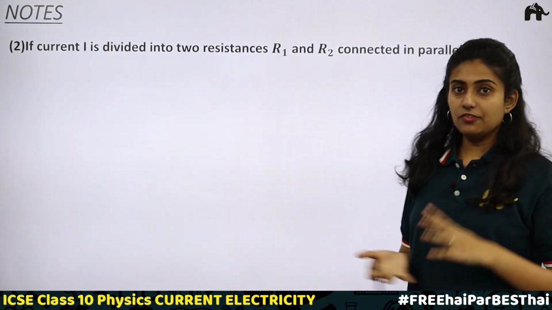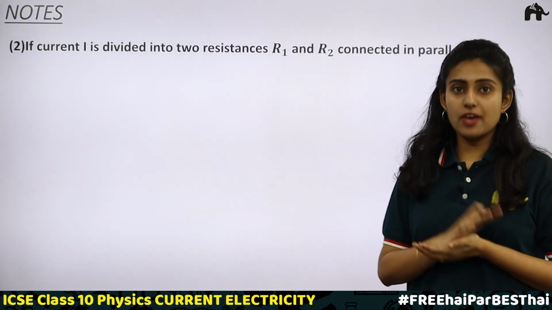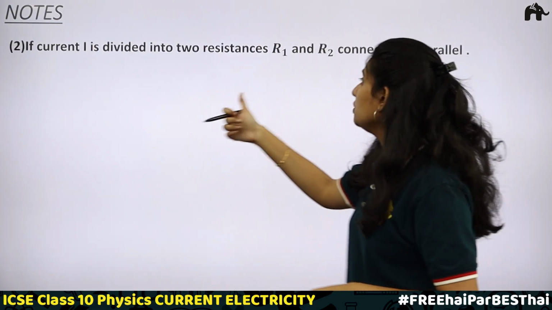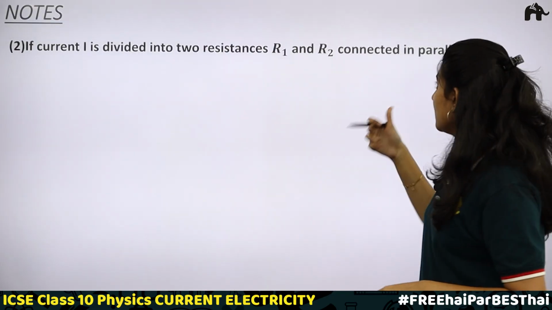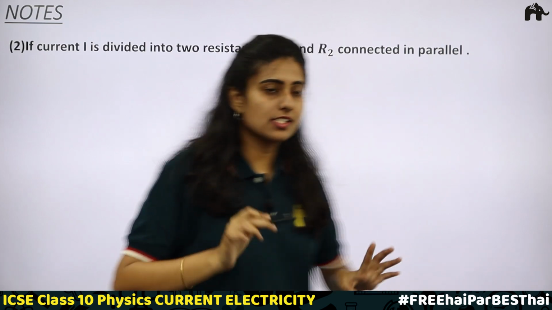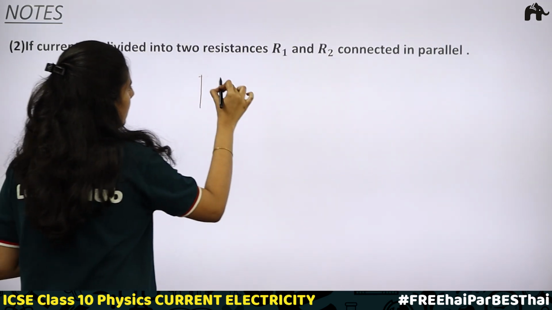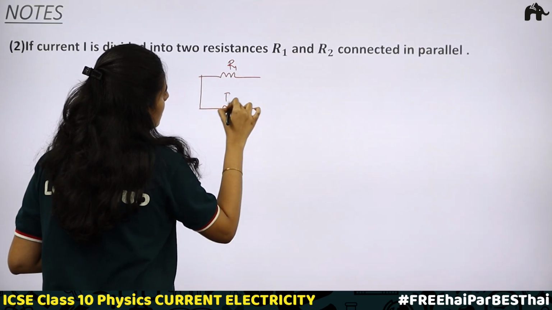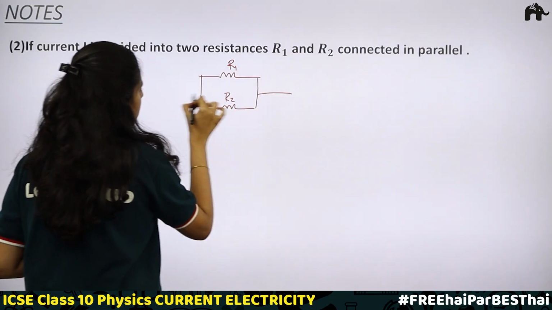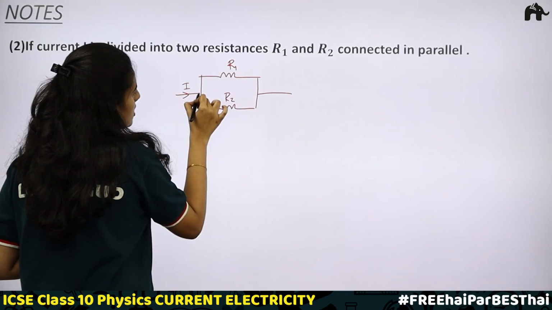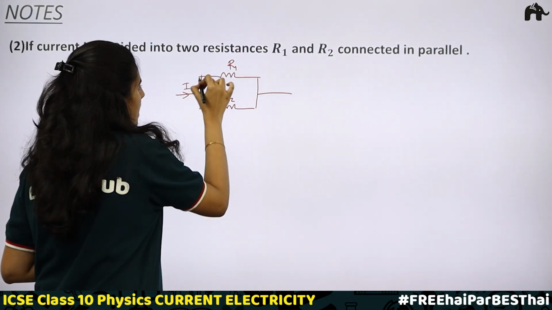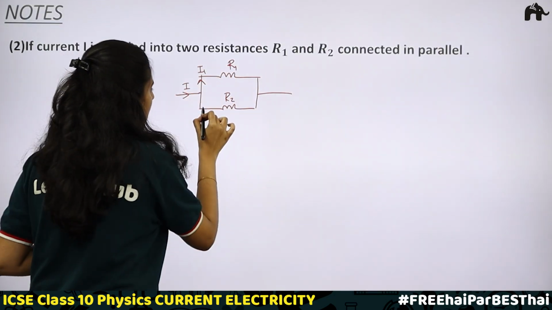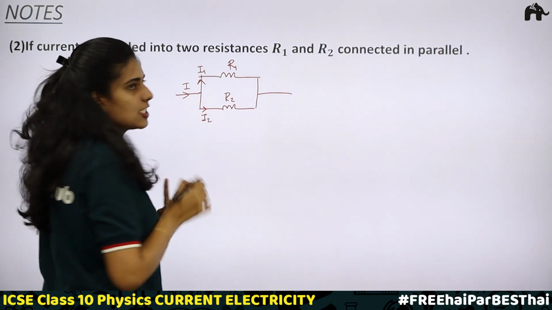Okay. Second one: how to find the current across each resistance if current I is divided into two resistances R1 and R2 connected in parallel. Consider two resistors which are connected in parallel. So this is the first resistor R1. This is your second resistor R2. They are connected in parallel. Okay. So a current that reaches this point, what happens? It splits into two. I1 flows through the first resistor R1 and I2 flows through the second resistor R2.